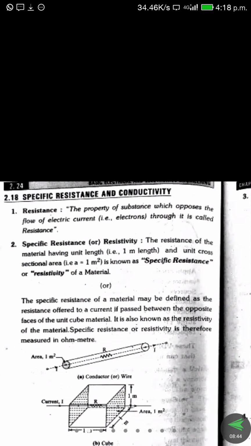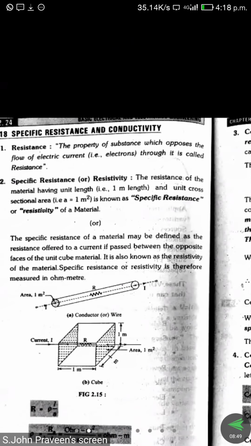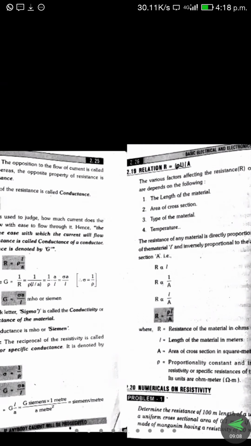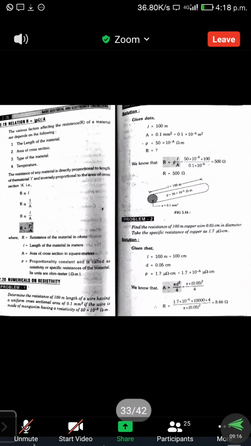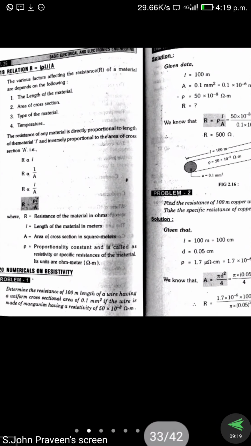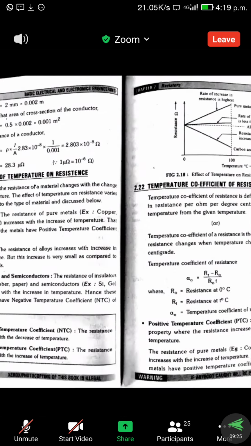And the last one is the specific resistance. Specific resistance is nothing but the resistance of the material having unit length and unit cross-sectional area, known as specific resistance, or resistivity. Here we need to remember one formula, R is equal to rho into L by A. That is the base formula we need to remember. Based on that, we will do some problems. Some data is given, and according to the data, we need to find the resistivity, resistance, cross-sectional area A, or length. These are the model problems.